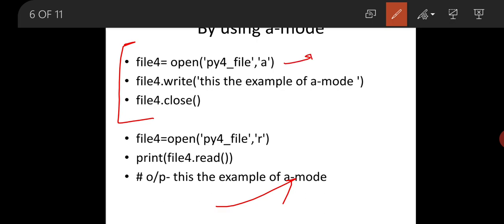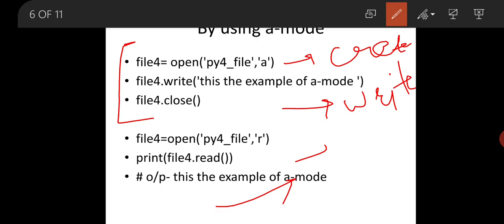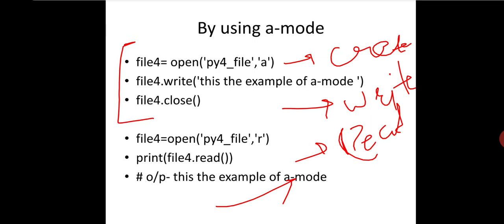Here we are going to create a file, here we are going to write the file, and here we are going to read the file. Now our next example is, see what is the difference between append mode, A mode, and W mode.